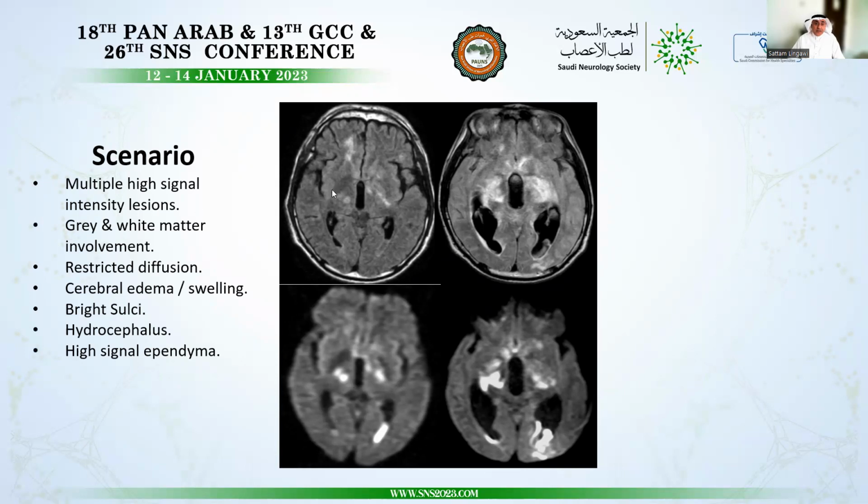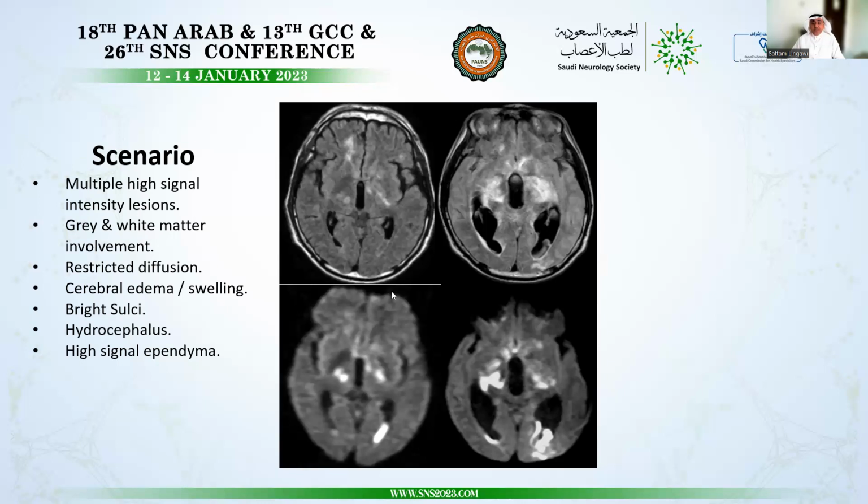The findings are primarily that there are multiple high signal intensity foci, some of them reflecting restricted diffusion. They involve both white matter, subthalamic regions, as well as gray matter. There is hydrocephalus. There is cerebral edema with effacement of the cortical sulci and high signal intensity sulci as well. There is abnormal signal intensity along the edges of the ependymal lining with restricted diffusion within the ependyma itself. These are the main findings.